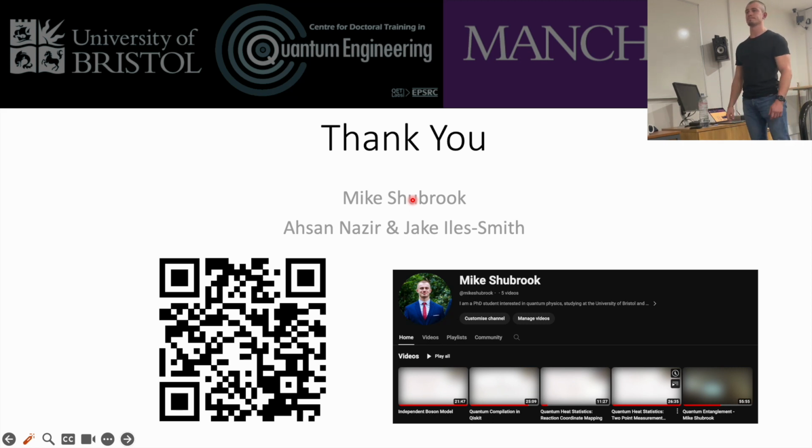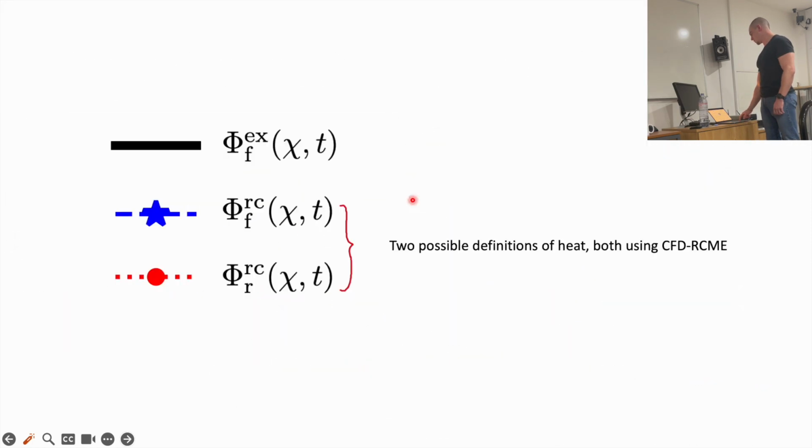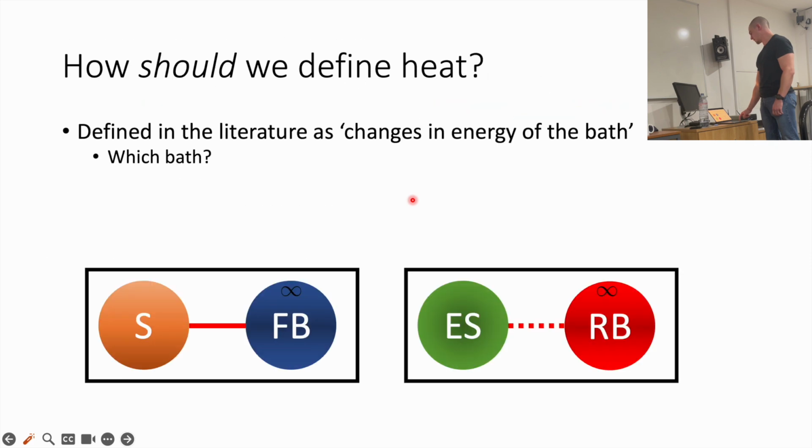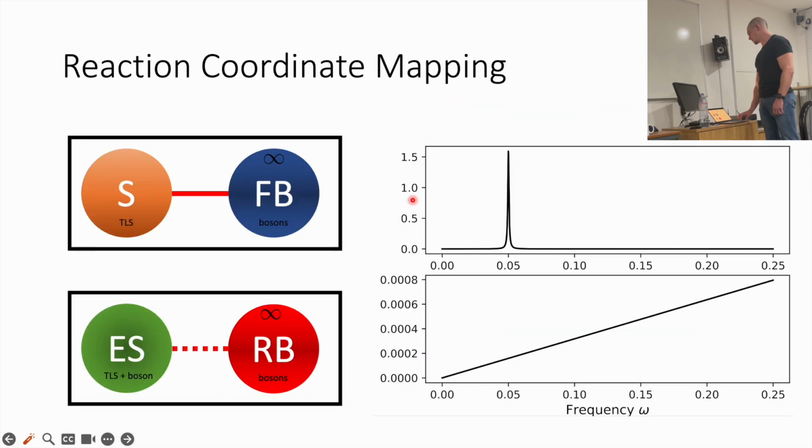Yeah? Is it always possible to extract this reaction coordinate? Yeah, so I think essentially what you want is a spectral density that is peaked like this. The more sharply peaked it is, the better off you are using this mapping. Because essentially what the mapping is doing is it's saying, I'll just approximate this peak as a delta function. So the more broad your spectral density is, the worse off the mapping will be.